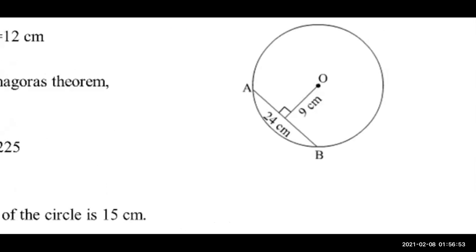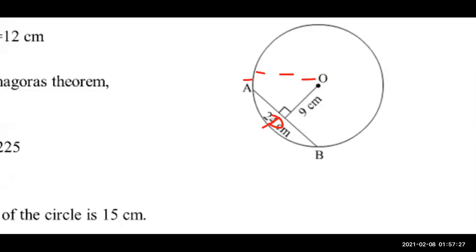So we will give a name, P, to this point. Then we will draw a line to OA. So it will make a triangle so that we can use the Pythagoras theorem formula. Now we will draw a line. Now OA becomes our hypotenuse.